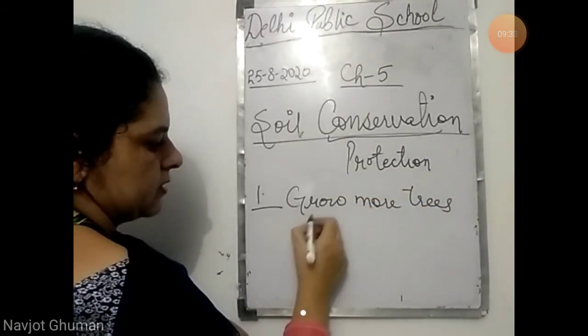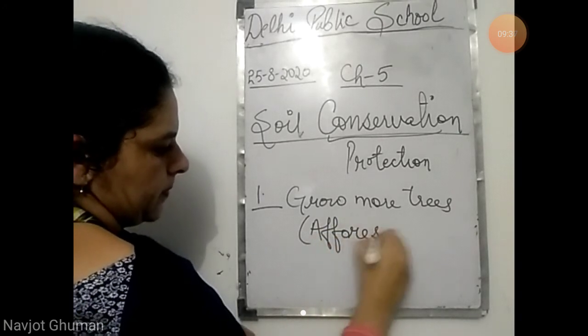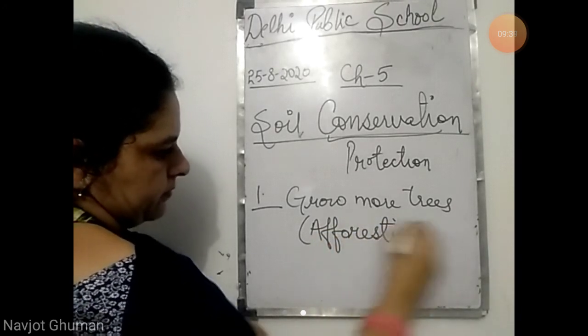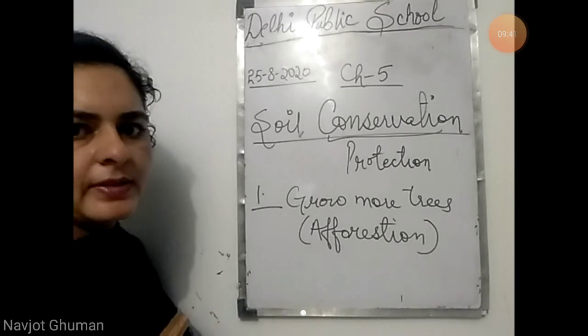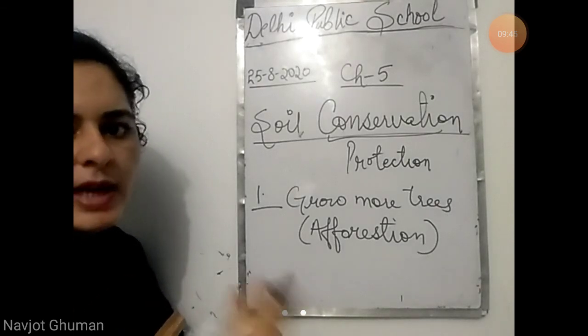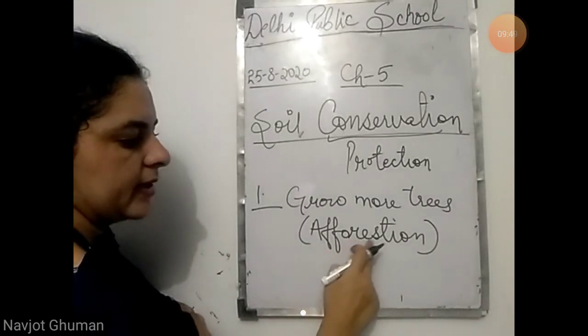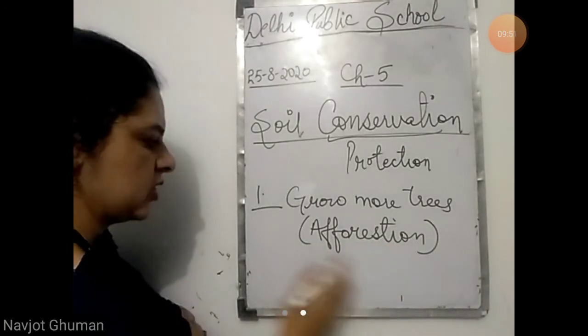And this process is called afforestation. Cutting down of trees is called deforestation, and growing of trees is called afforestation. A-F-F-O-R-E-S-T-I-O-N, afforestation.